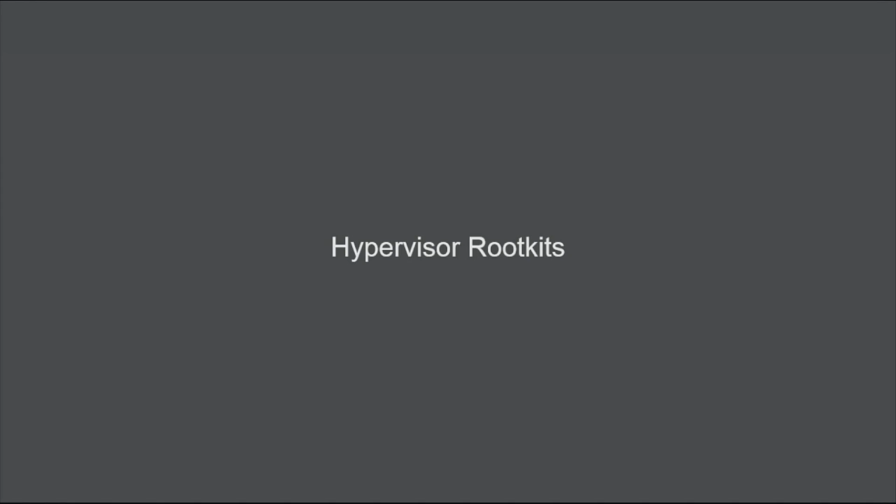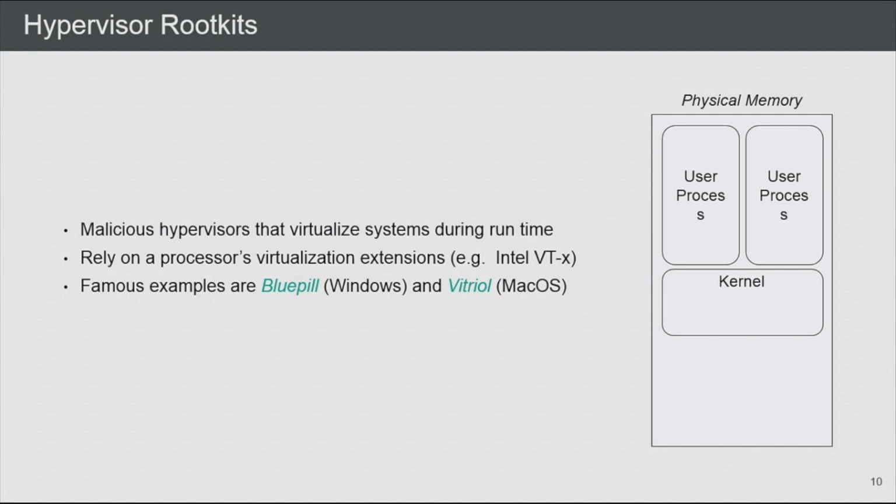This brings me to the next kind of rootkits, which are hypervisor rootkits. These are basically malicious hypervisors that are able to virtualize a system during its runtime. Therefore, they typically rely on a processor's virtualization extensions, like, for example, in the Intel world, VT-x. There are some famous examples, like the Blue Pill rootkit, which was developed by Joanna Rutkowska a few years ago and was able to subvert Windows systems, while Vitriol is basically doing the same thing for Mac OS and was developed by Dino Dai Zovi.